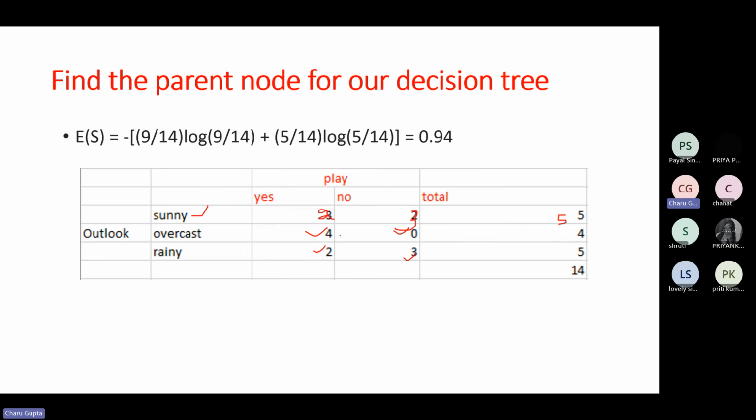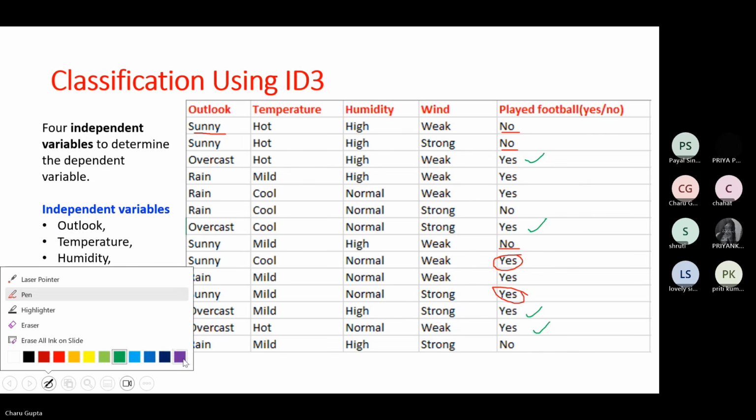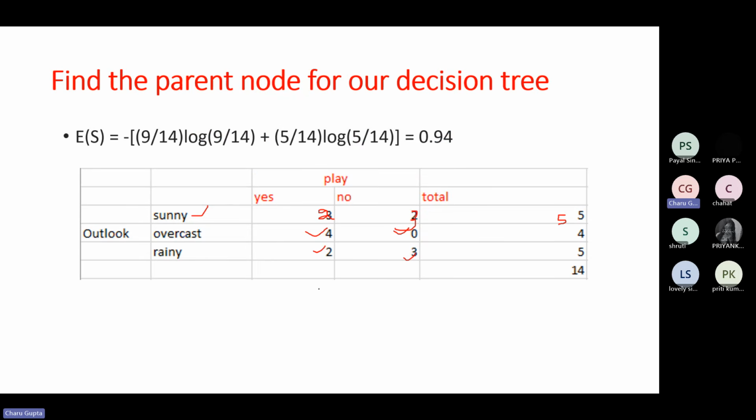So yes is 4 times and no is 0 times. Similarly with the rainy, yes is 1, 2, 3 times, 3 times it's yes and 2 times it's no. So this is our table. This is some typo error here. I am making it 3 and 2 here. So total is 14, right?